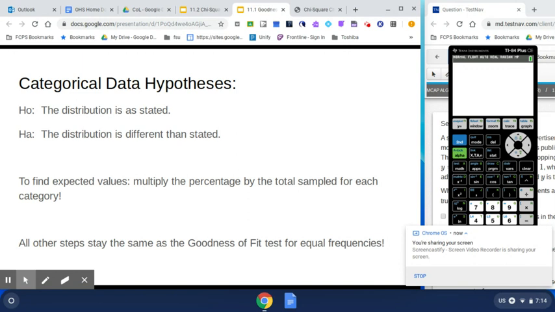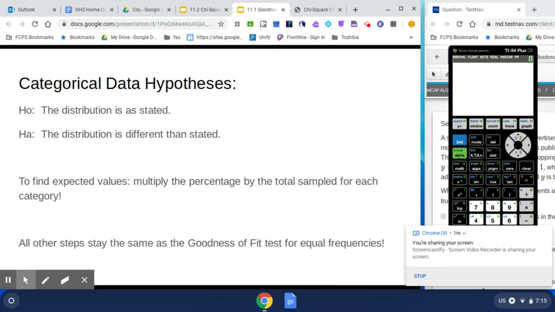So basically nothing's changing about what we believe to be true about a particular distribution. And then the alternative hypothesis is that the distribution is different than stated. So not all of the values need to change, but at least one of those values is different than the hypothesized distribution. We find expected values a little bit differently.